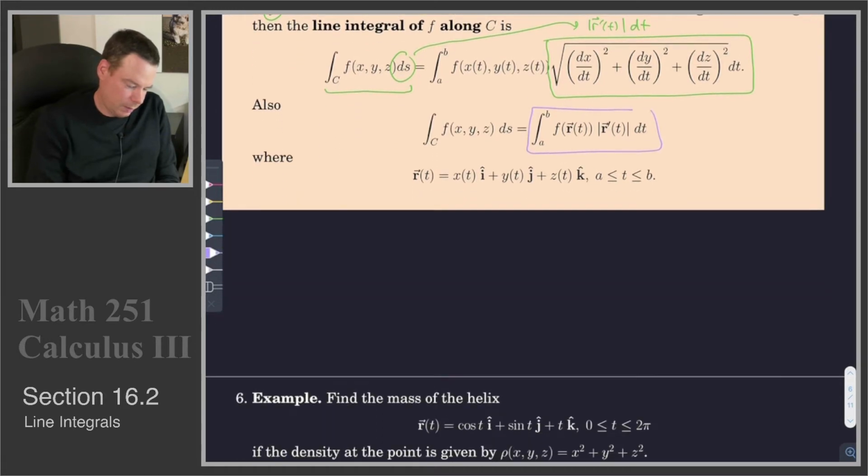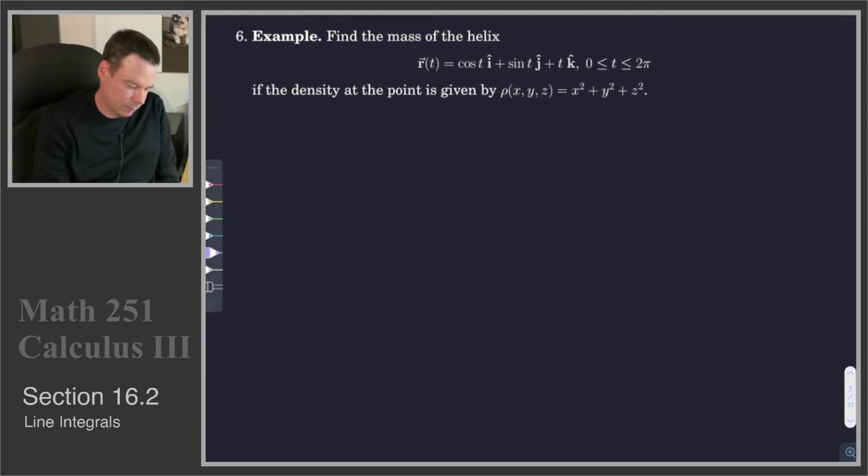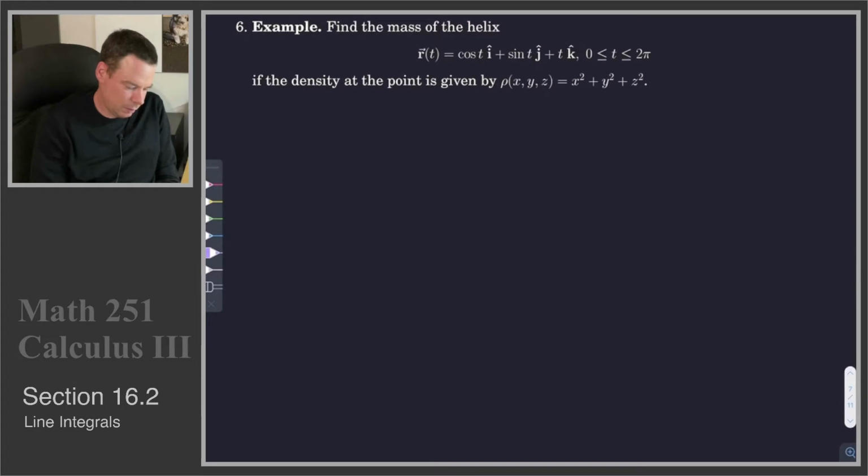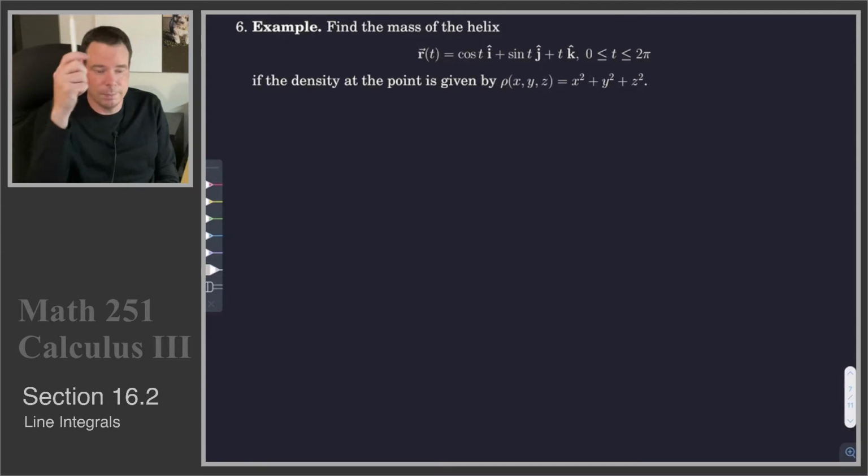Let's have a look at an example. So we want to find the mass of the helix if the density at a point is given by that expression there, x squared plus y squared plus z squared. So the idea is we've got this helix spiraling around, and we're interested in when the t value is between 0 and 2 pi. But the density is changing. The density is depending on x squared plus y squared plus z squared. In other words, the density is depending on the square of the distance the point is from the origin. The further away it gets, the more dense this helix is becoming.